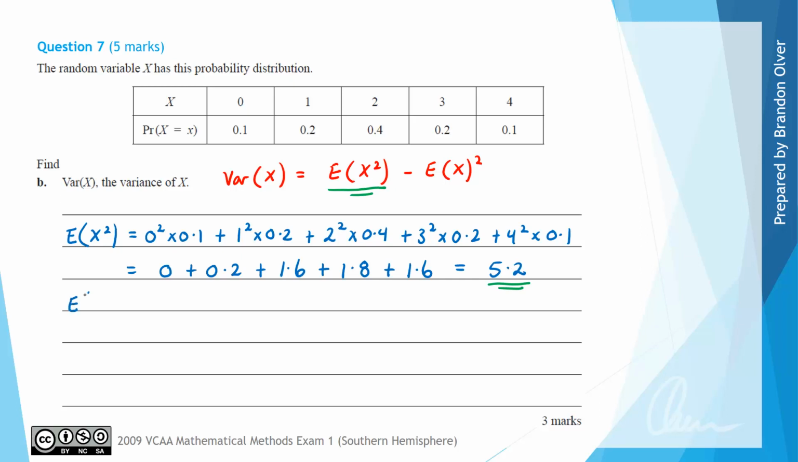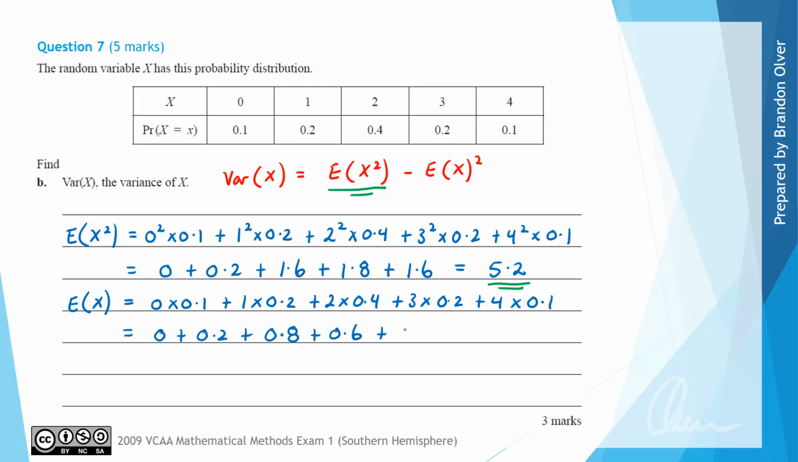Then we're just going to calculate E of x, the expected value of x, and that's just going to be x times the probability, so 0 times 0.1 is going to be the first one, plus 1 times 0.2, plus 2 times 0.4, plus 3 times 0.2, plus 4 times 0.1. And then simplifying that, we get 0 times 0.1 is 0 again, plus 1 times 0.2 is 0.2, plus 2 times 0.4 is 0.8, plus 3 times 0.2 is 0.6, and then add on 4 times 0.1, which is 0.4. And when you add all of that up, you should get that that equals 2.